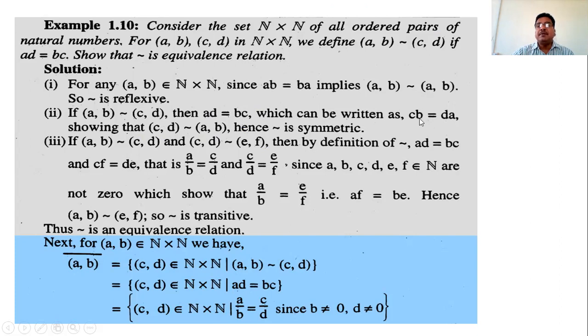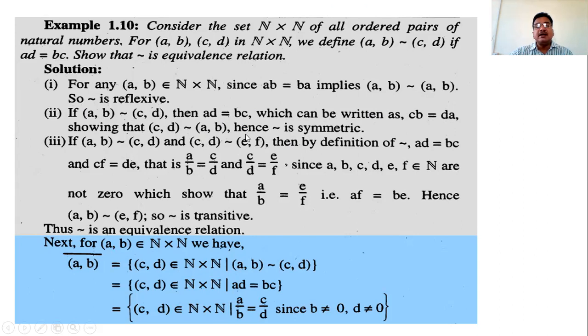And this multiplication is commutative because these A, B, C, D are natural numbers. And so CB is equal to DA. We can write from this equation CB is equal to DA very easily, and CB is equal to DA means CD is related to AB. CD is related to AB if CB is equal to DA, and we have that, and therefore CD is related to AB. So AB is related to CD, then CD is also related to AB, and therefore the relation is symmetric.